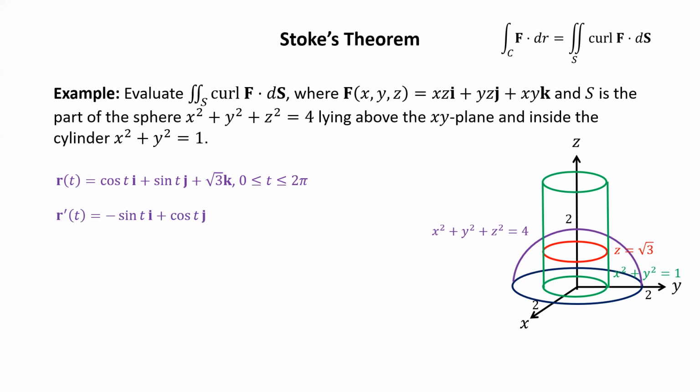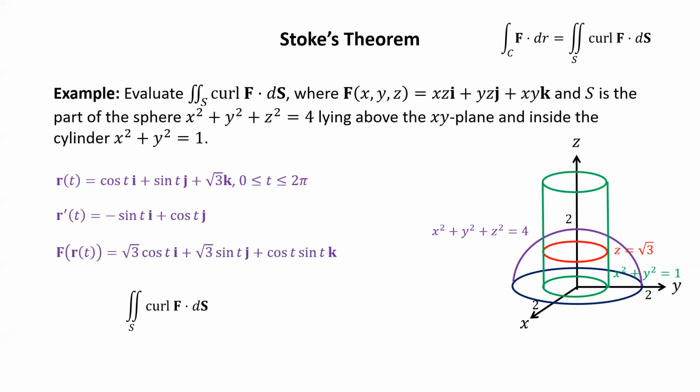So r prime of t is negative sine t i plus cosine t j. And f of r of t, we replace x by cosine t and z by root 3 to get cosine t times root 3 for the i component, or equivalently root 3 cosine t. Similarly, for the j component, we get root 3 sine t. And for the k component, we get cosine t sine t.